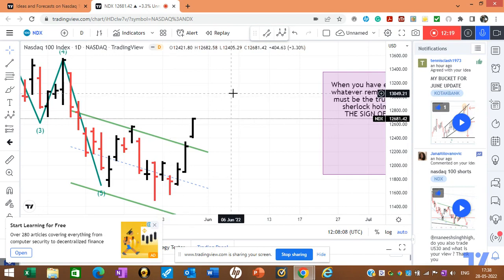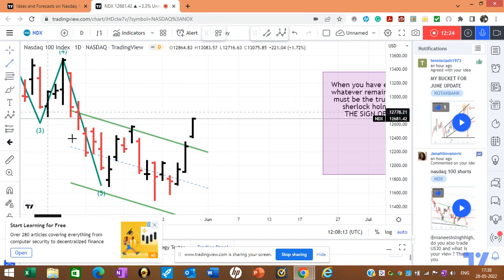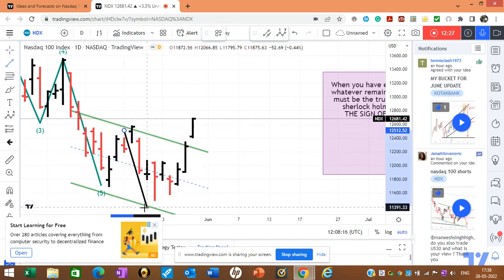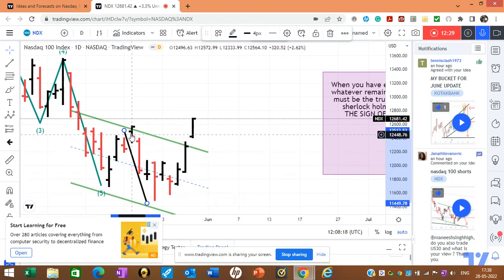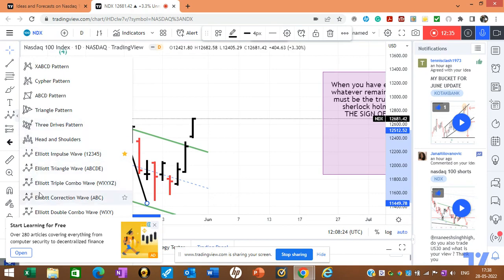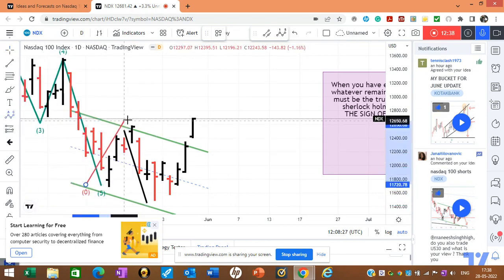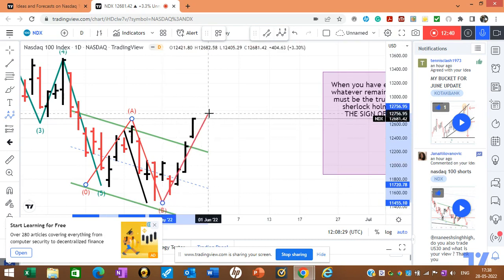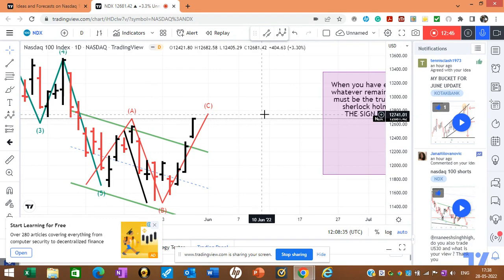Now this wave is wave B. This whole line is wave B. I'll just take the corrections part. A, B, and C. We are dealing with an expanded flat correction. So not a triangle, not a zigzag. It is a flat. And what kind of a flat? It is an expanded flat correction happening at the fourth wave.